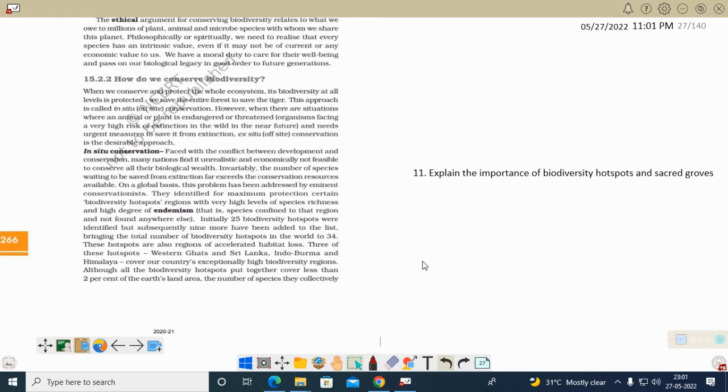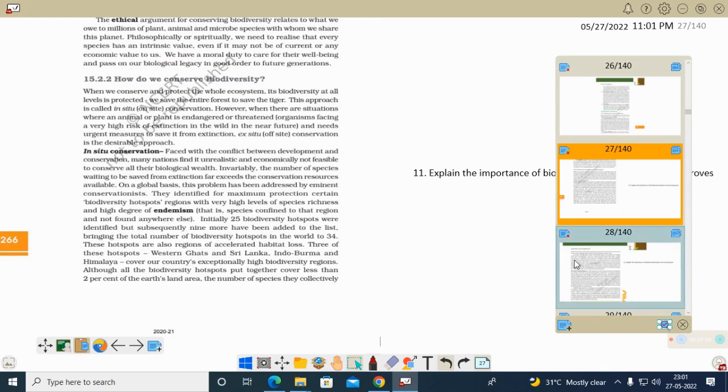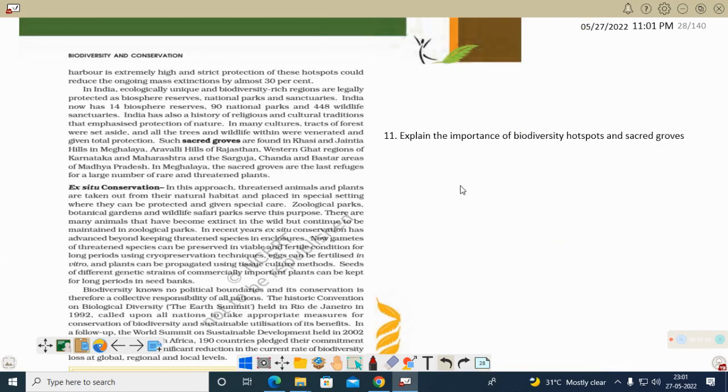And what is the importance of the sacred grove, that we will see. In a sacred grove, all the trees and wildlife are totally protected in a particular area, as a part of the culture. So that is a sacred grove. In sacred groves we can see a large number of rare and threatened plants. Okay, this is enough for the importance of sacred groves and biodiversity hotspots.